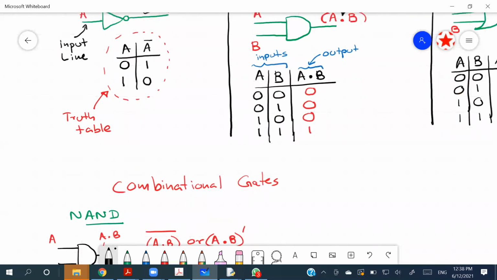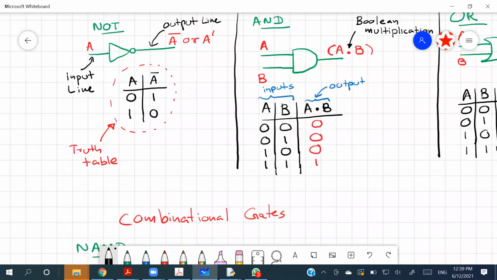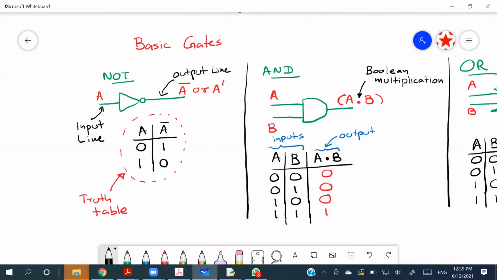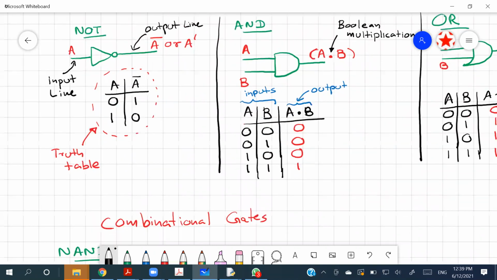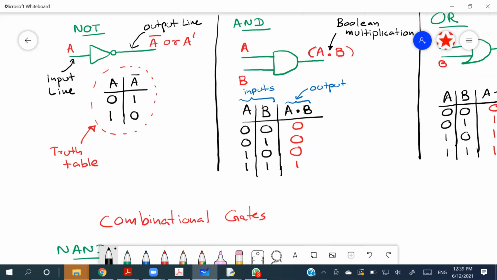Now these rows are determined by the input combinations. If you think about the NOT gate, it has two types of combinations, either 0 or 1. And the AND gate has four types of combinations since we have two variables. Both A and B can have 0. Once A is 0, B can have 1. Once A is 1, B can have 0, or both can have 1s.